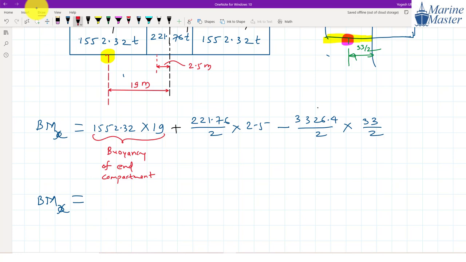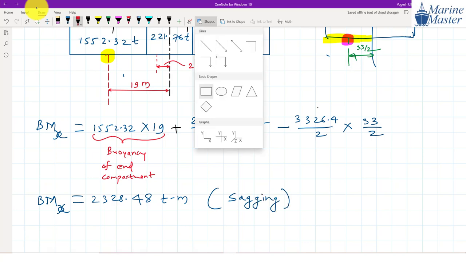How much are we getting guys? 2328.48 ton meter. And as we are getting a positive value, what does it mean guys, everyone tell me? It is sagging.